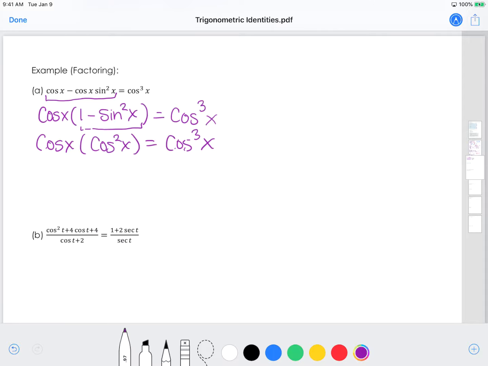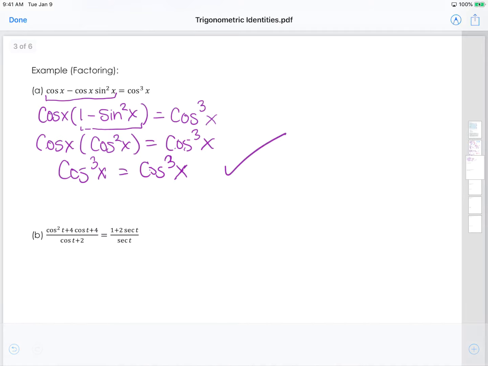And cosine times cosine squared is going to be cosine cubed. So we just proved example A for factoring.